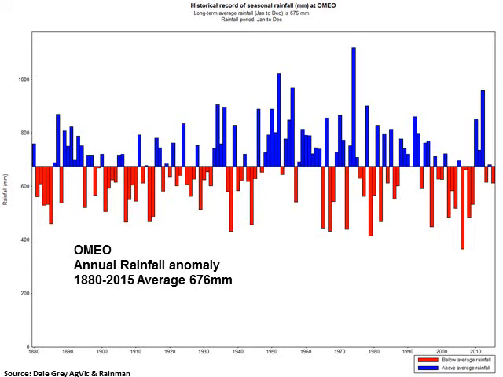Here's Omeo, so we head up the hill, and this is going back to 1880, long-term record, long-term average of 676 millimeters. Again, a lot of variability there. You can see that sort of wetter period from the 50s, and certainly that post the 50s was a lot wetter than the first half of last century. And a bit of variability there in that last few years, a few wetter years, and we'll talk about what was behind those.